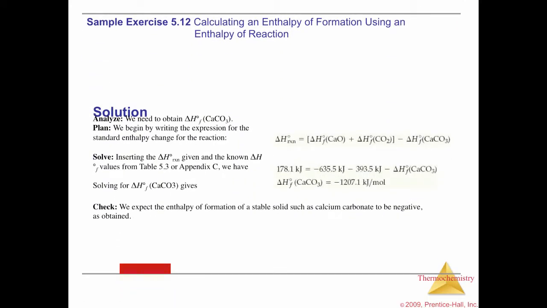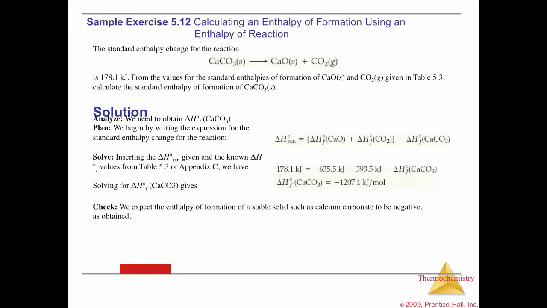Sample exercise 5.12, calculating an enthalpy of formation using an enthalpy of reaction. The standard enthalpy change for the reaction is 178.1 kilojoules. From the values for standard enthalpies of formation of calcium oxide and carbon dioxide given in your appendix or in table 5.3, calculate the standard enthalpy of formation of calcium carbonate.